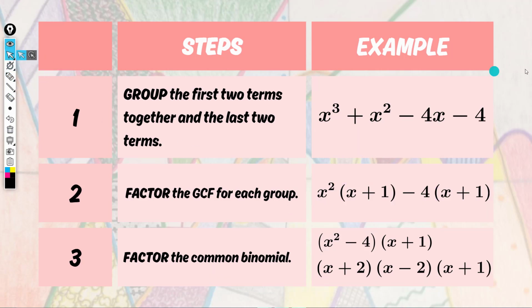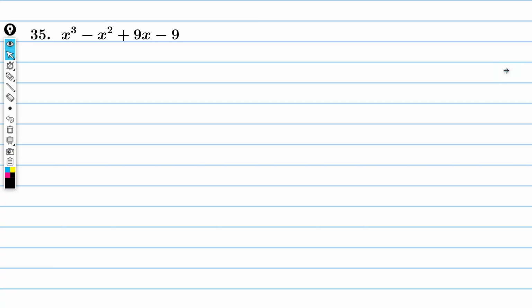So let's look at a couple of examples where we're going to work through together. Looking at 35. If I take my first 2 terms and focus in there, the GCF I can see in those 2 is x squared. So I'm going to write down an x squared, then open up a parenthesis. If I took out x squared from x cubed, it leaves me x. If I took out x squared from negative x squared, gives me negative 1.